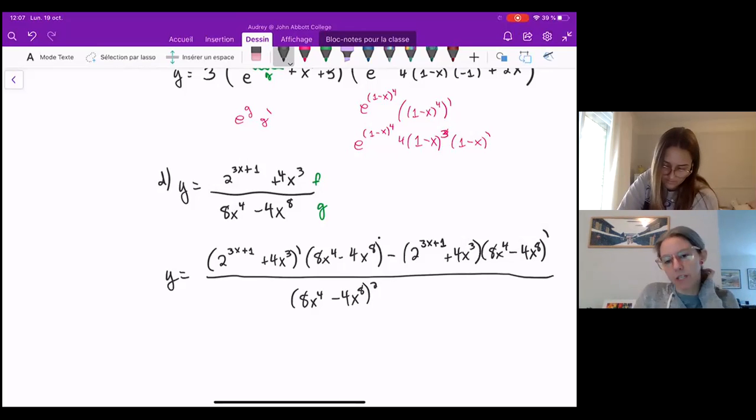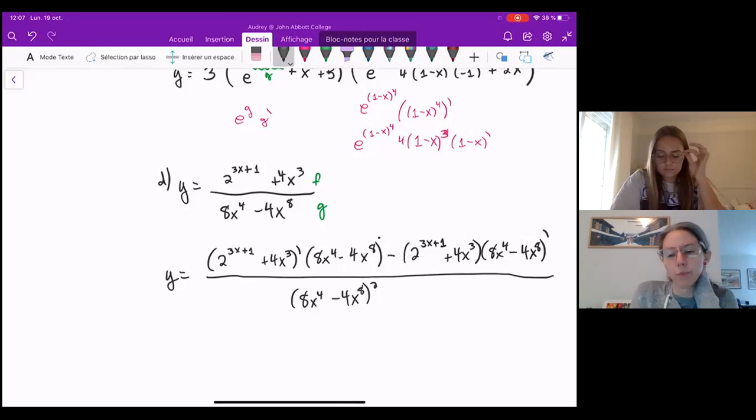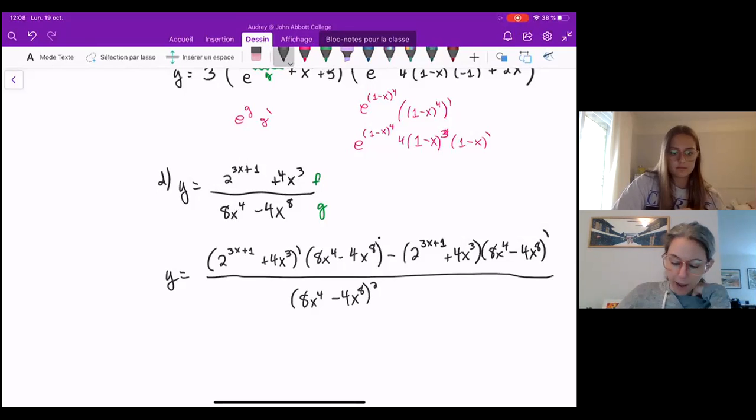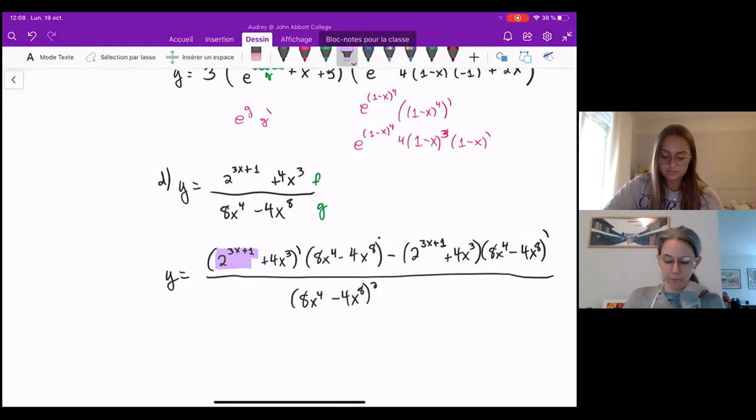Now I have 2 derivatives here. In those 2 derivatives, do I have any chain rules, product rules, or quotient rules? Chain, you got it. I have a chain rule right here. Perfect, good job. So that's my chain rule.